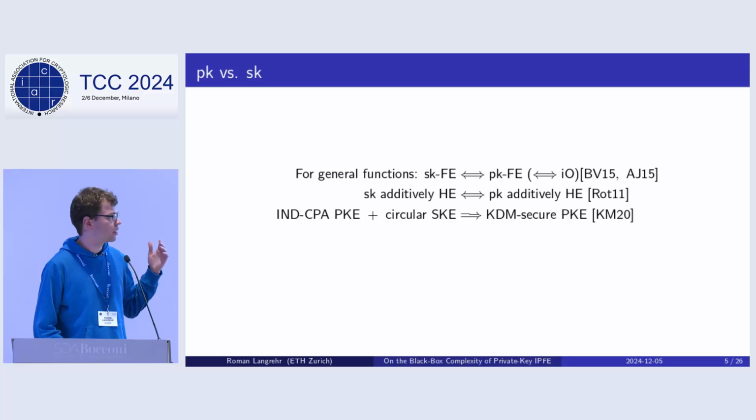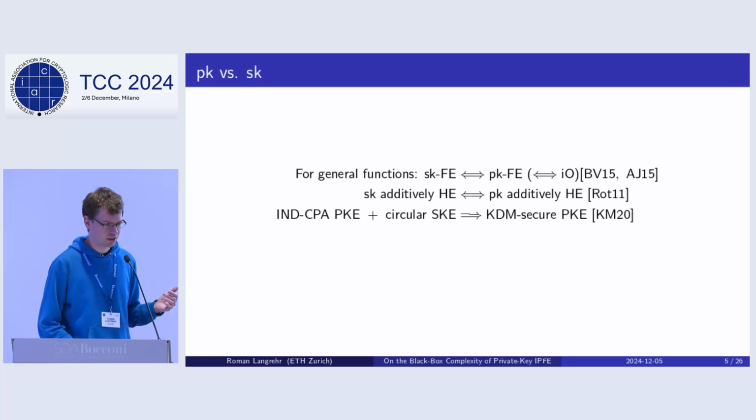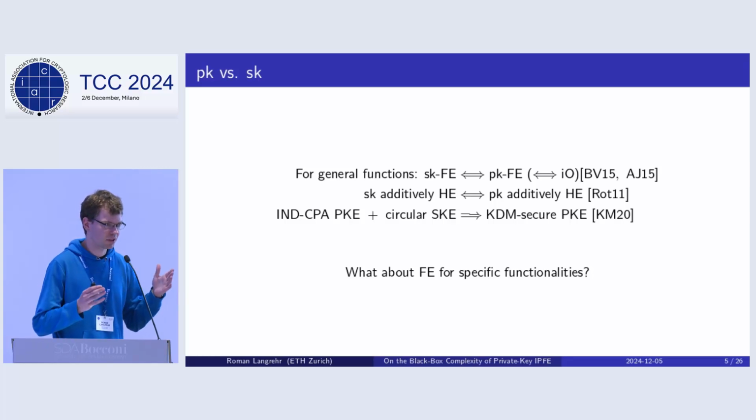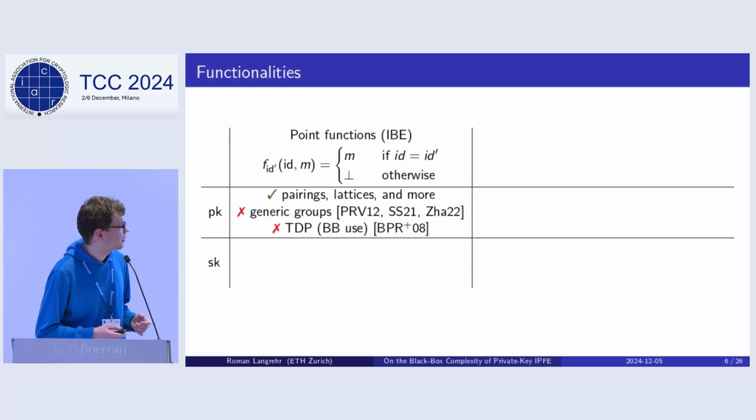Such secret key to public key results are also known for other strong encryption schemes like additively homomorphic encryption and, to some extent, also circular secure encryption. However, no such result is known for FE for specific functionality. When you focus on a simple functionality, it's not known if the secret key version implies the public key version. And this is what we want to investigate.